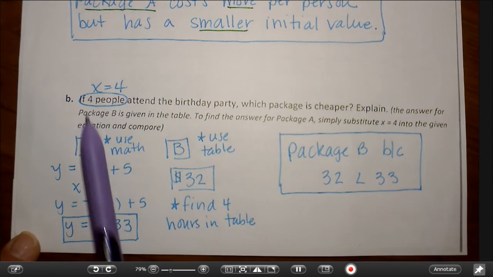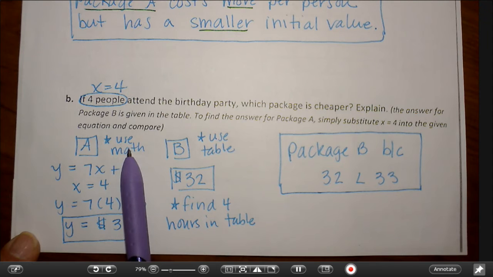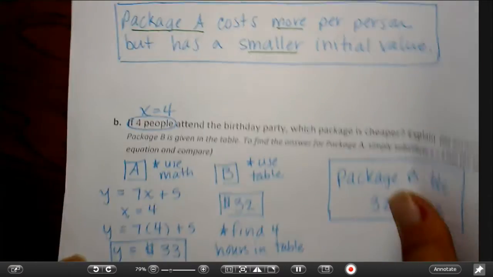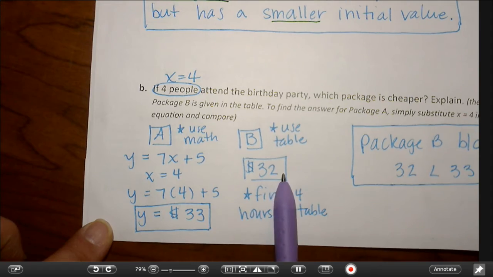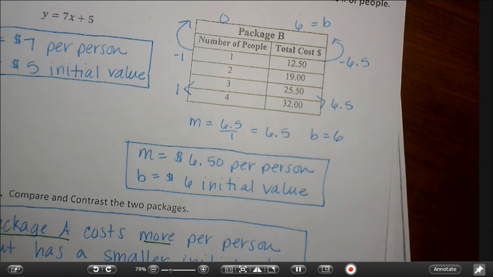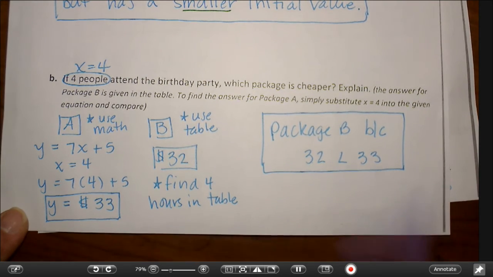And then to compare, if 4 people are going to go, for package A, you use math. You have to use x equals 4 in the equation they gave us. Notice they gave us an equation. So you use x equals 4 in the given equation and you get $33. But for B, package B, you use the table. You find 4 in the table. So 4 is $32 in the table. And then you compare. I'll choose package B because 32 is less than 33.